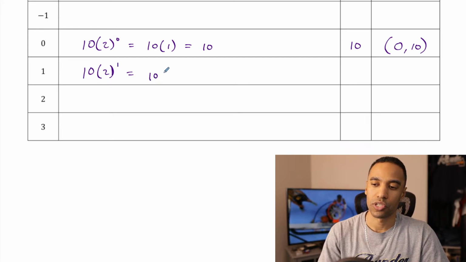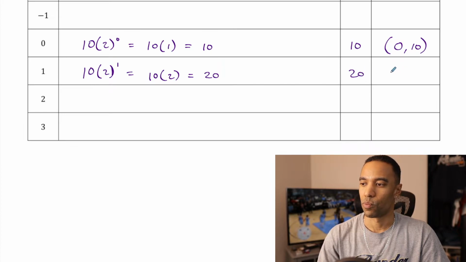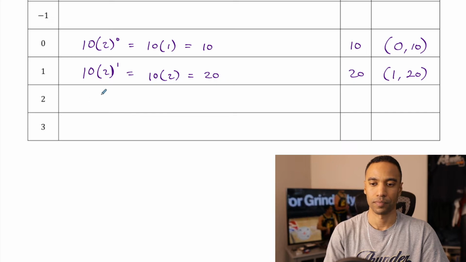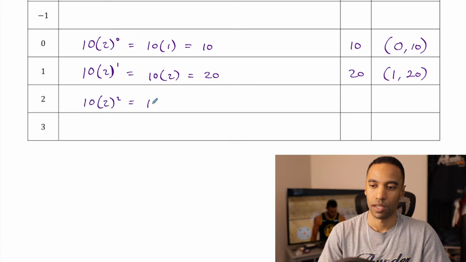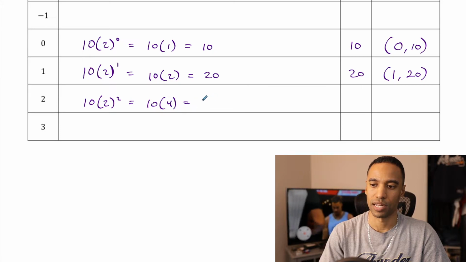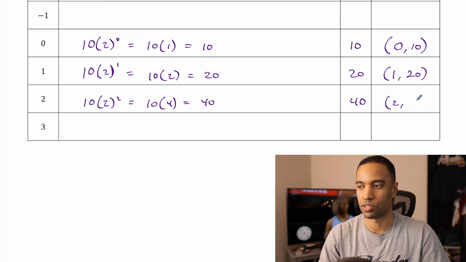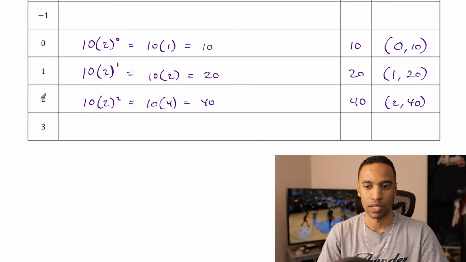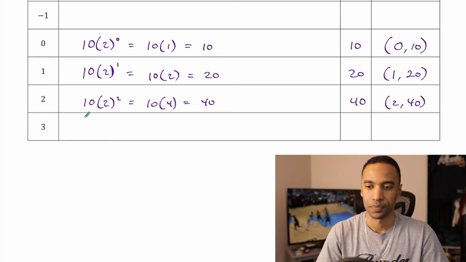All right, 2 to the first is 2, and 10 times 2 is 20. So the y value being 20 means we get 1, 20. This is going to be 10 times 2 squared. And 2 squared is 4. 10 times 4 is 40. I'll go relatively fast with these. There's not much to be had here. Now, some people might ask, where are these numbers coming from? These are the x values. There's the 2. X is 2. Y is 40. 2, 40.